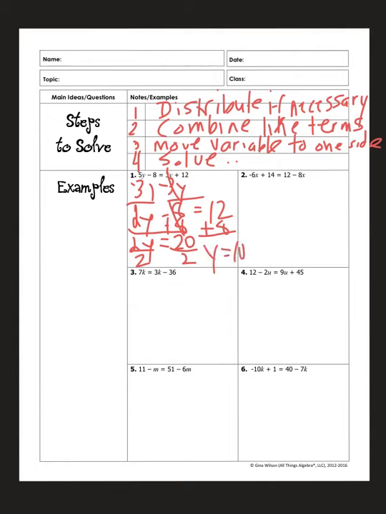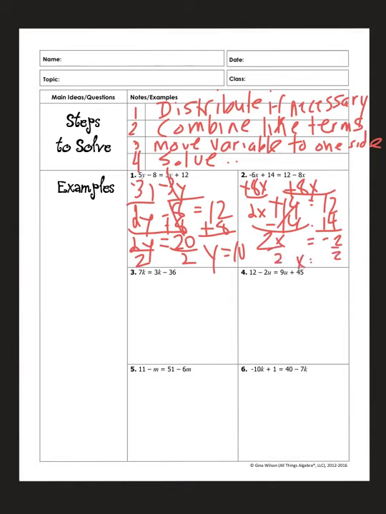Number 2, we do not have to distribute. I am going to add 8x to both sides, and this is going to keep the variable coefficient positive. 2x plus 14 equals 12. Subtract 14 from both sides. This side cancels out, and this is -2. Divide by 2, and x equals -1.